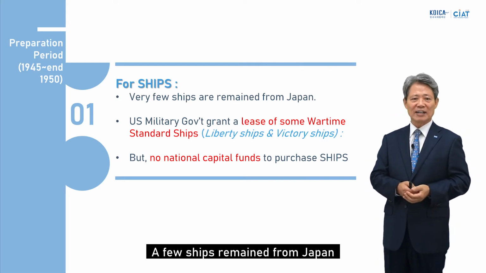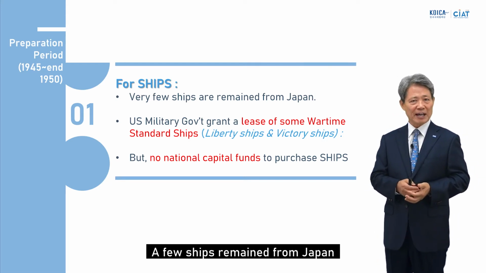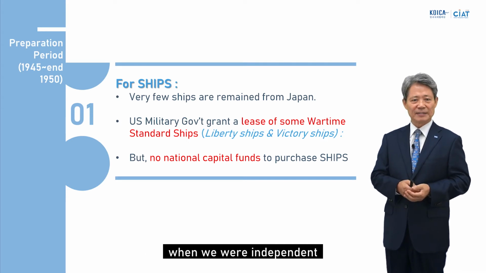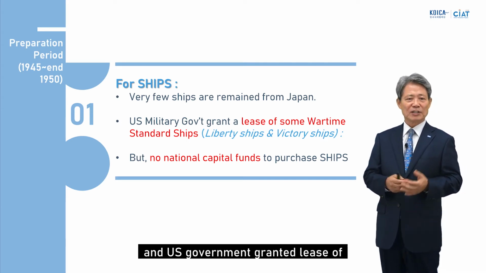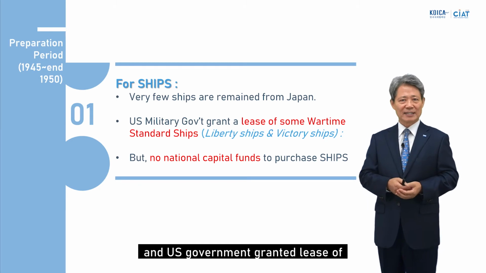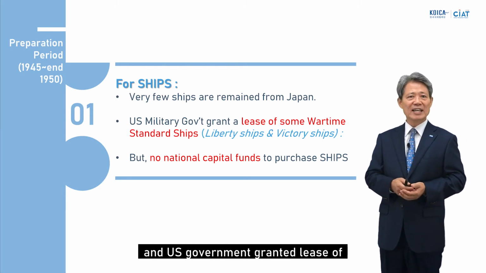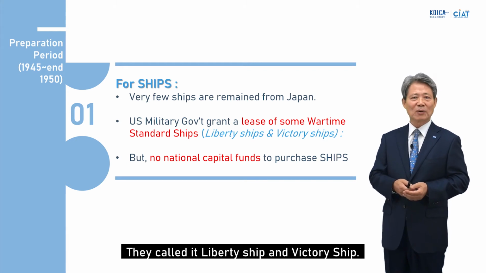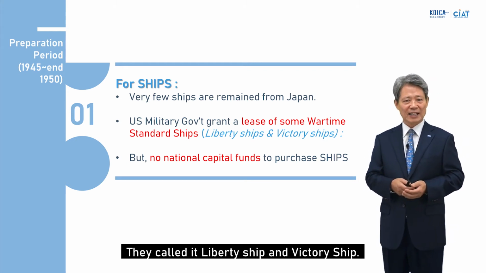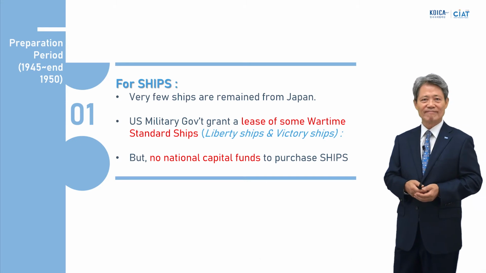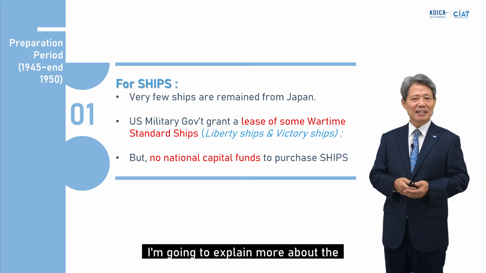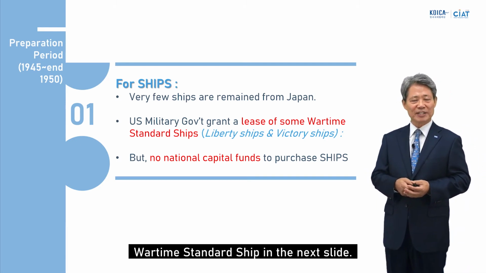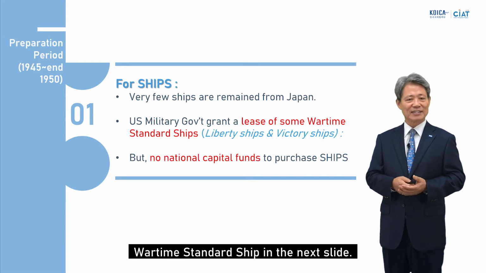A few ships remained from Japan when we became independent. And the US government granted a lease of some wartime standard ships. They are called Liberty ships and Victory ships. I'm going to explain more about the wartime standard ships in the next slide.